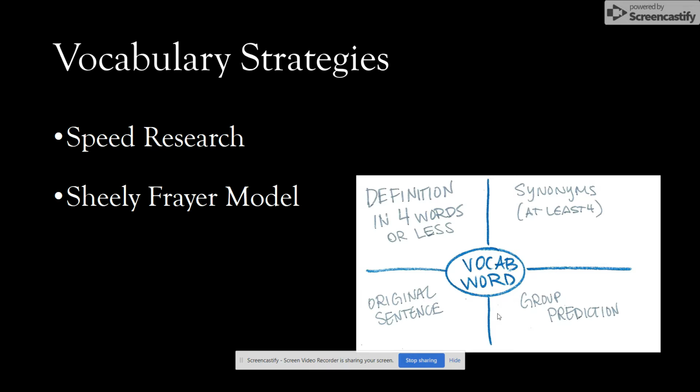Next, we move into vocabulary words. I use the Sheely Frayer model as an adaptation of Mr. Wall, my mentor's model at work. He uses pictures, but I try to do a group prediction instead, where the children try to come up with why they think that an author might use this word in the book, even though we haven't read it yet, because they have the background information for it.